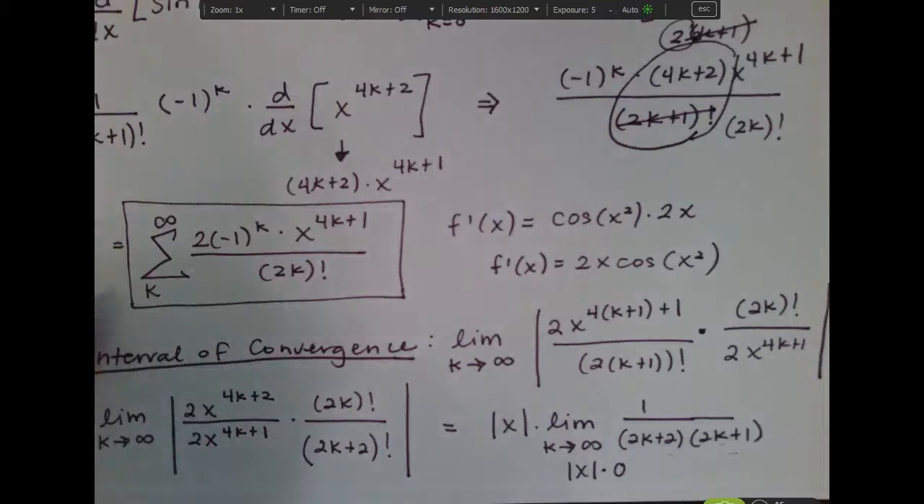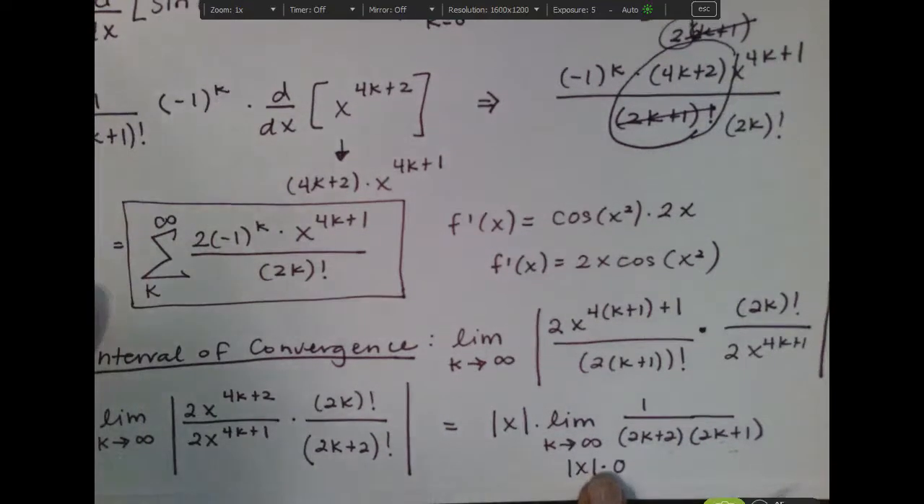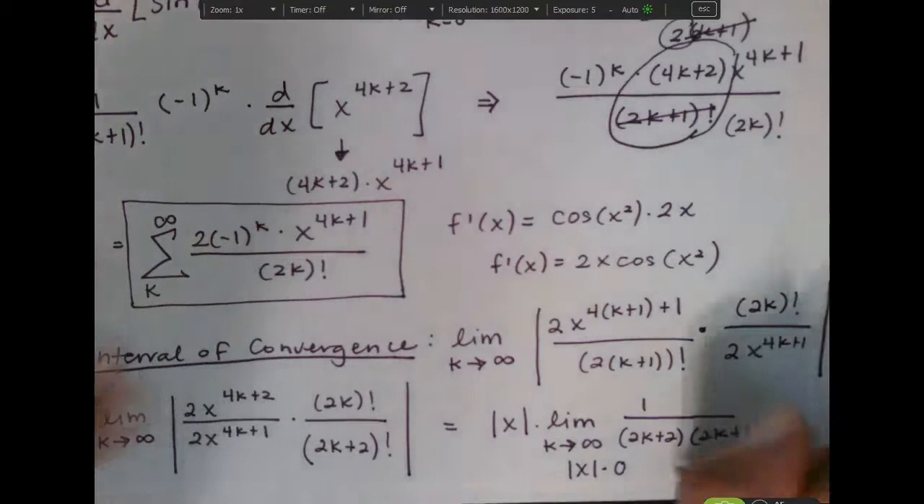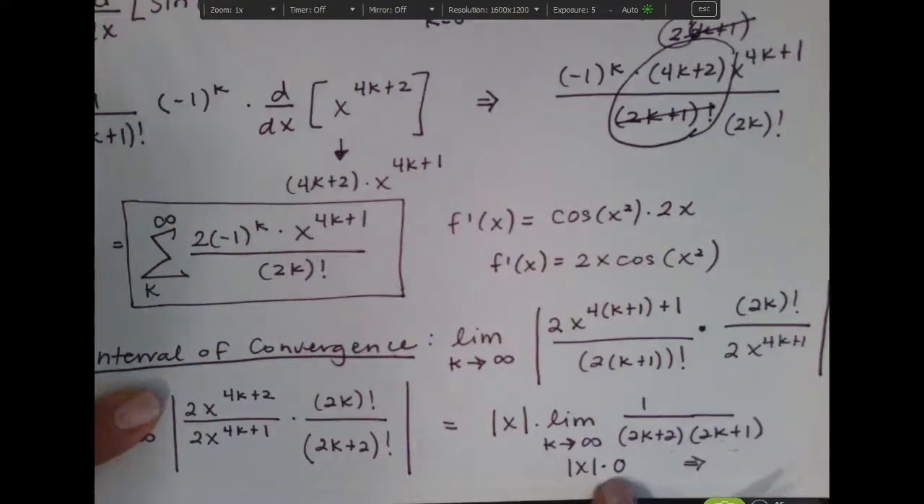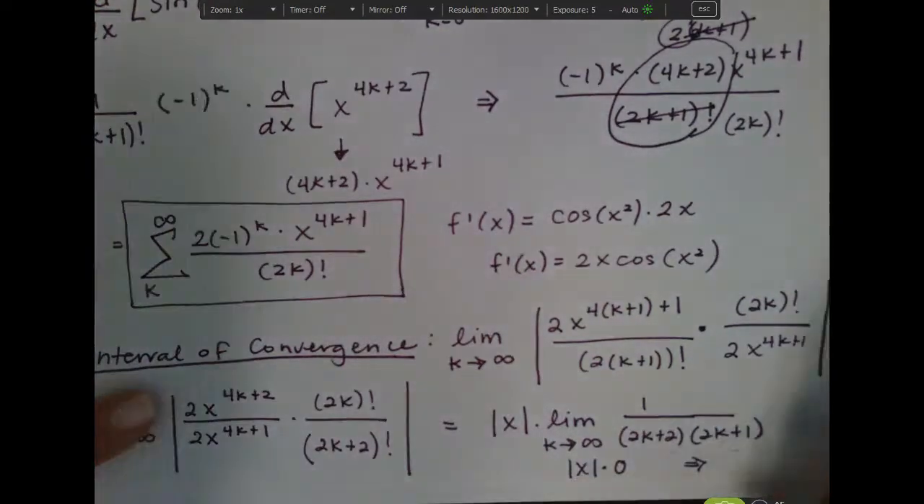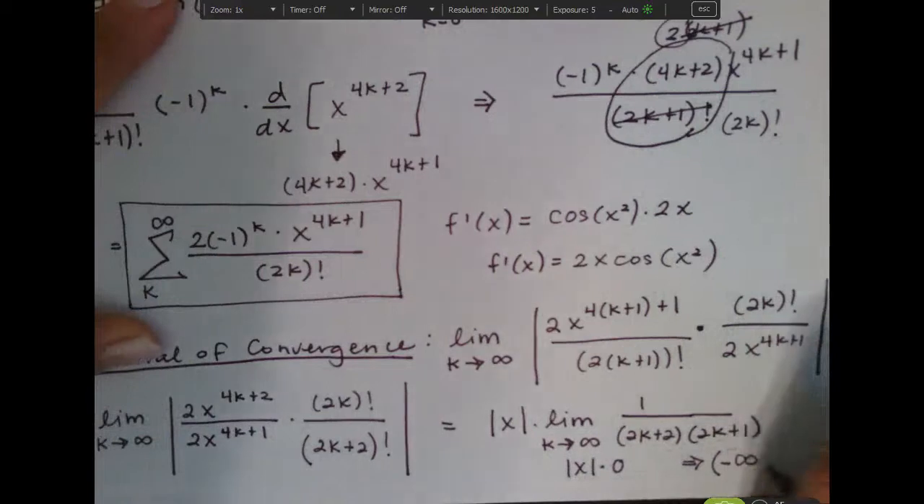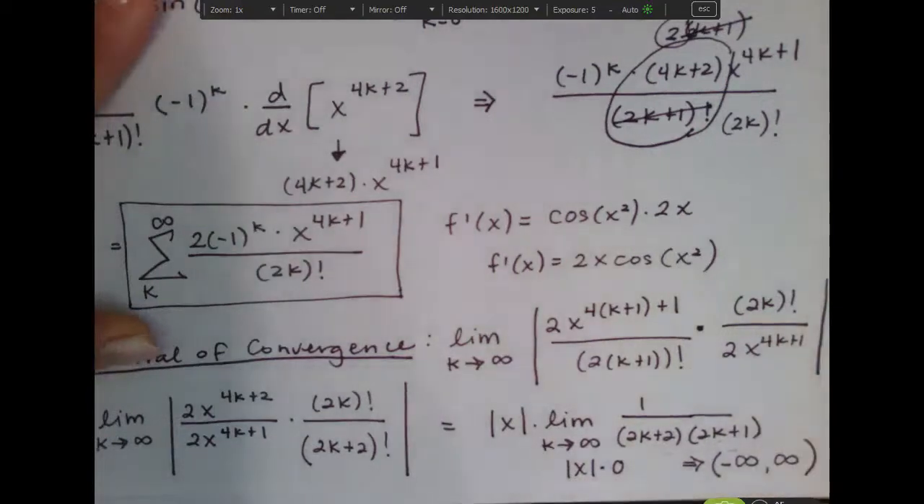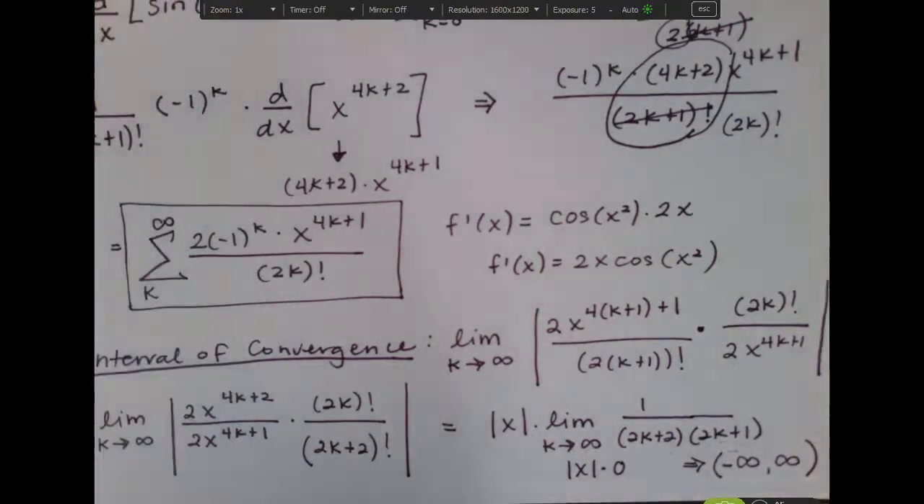And again, going back to the ratio test, when does the ratio test tell us that we converge? Well, it converges when our limit is between 0 and 1, including 0. And so the question is, for what value of x will this expression equal 0? And the answer is any value of x. You'll always be equal to 0, since 0 times x is always 0. Our interval of convergence then is negative infinity to infinity.